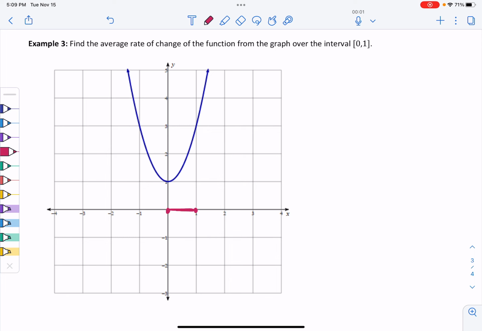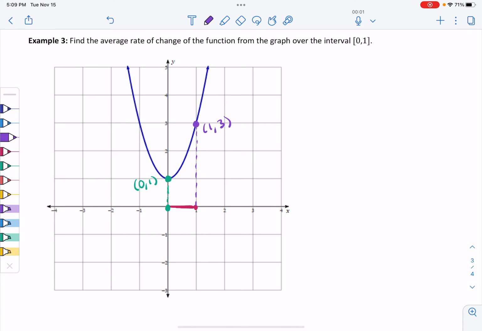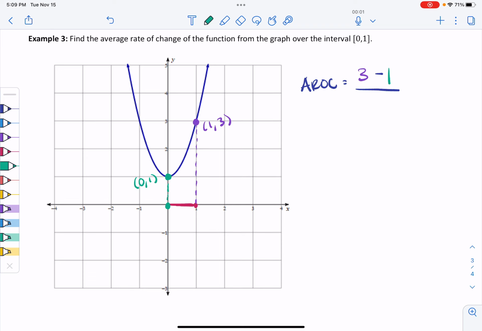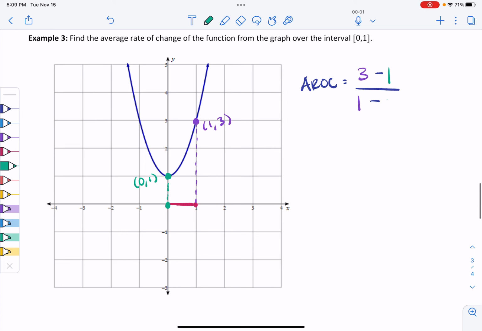Now let's look at the points that we have at these points on the graph. So at 0, we are right here. And at 1, we are right here. So at 0, we are at 0, 1. And at x equals 1, we are at 1, 3. So our average rate of change is going to be 3 minus 1 over 1, yes, 1, I'm sorry, minus 0. There we are.